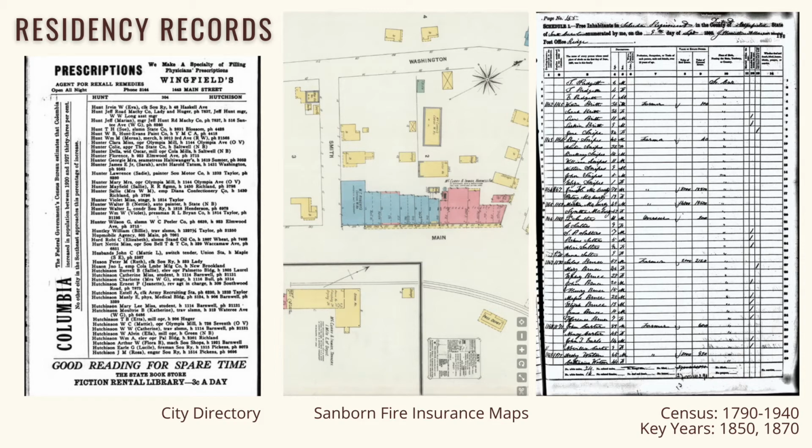Directories are helpful for urban areas in the late 19th and 20th centuries and can provide information about residency and occupation. Sanborn fire insurance maps are a great resource for learning about an address once you know it. They're like the Google Maps of the 19th century.